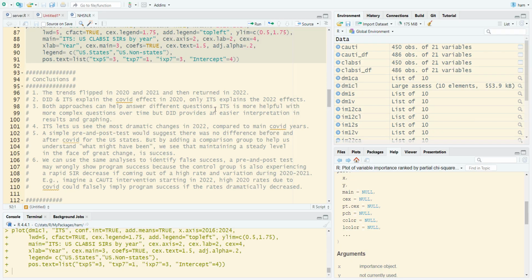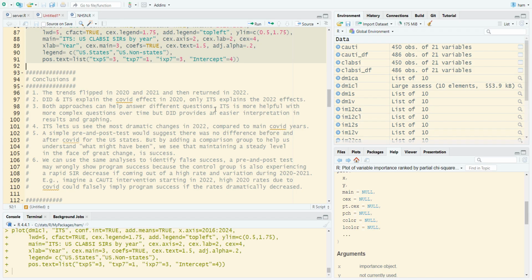Number 5, a simple pre and post test would suggest there was no difference before and after COVID for the U.S. states, but by adding a comparison group to help us understand what might have been, we see that maintaining a steady level in the face of great change is success. We can use the same analyses to identify false success. A pre and post test may wrongly show program success because the control group has also experienced a rapid SIR decrease coming out of a high rate and high variation during 2020 and 2021.